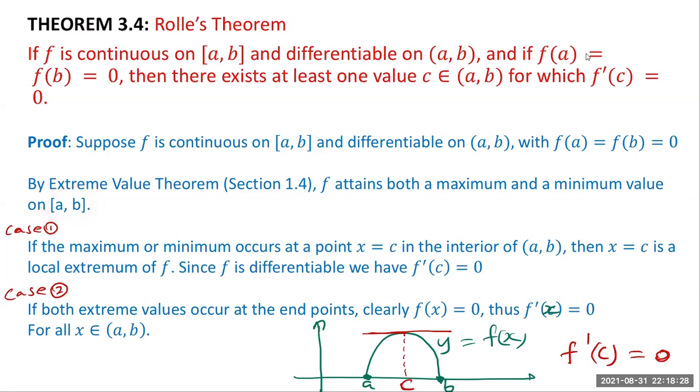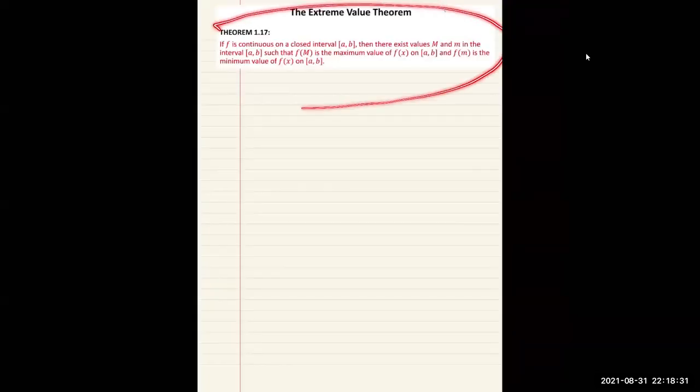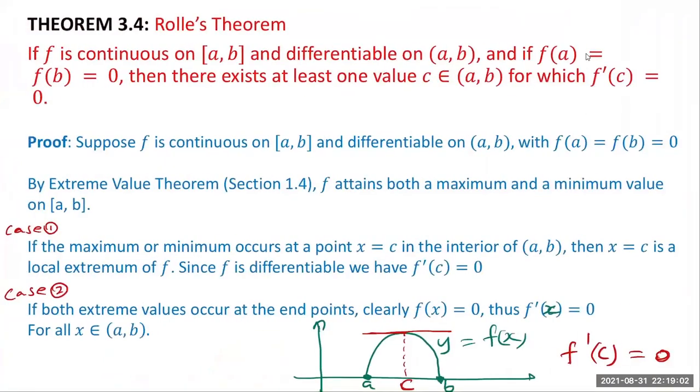If someone does not remember the extreme value theorem, I have copied it here. Here is the statement. If f is continuous on a closed interval a comma b, then there exist values uppercase M, which is the maximum, and lowercase m in the interval a comma b, such that f of M is the maximum value of f of x on a comma b and f of m is the minimum value of f of x on a comma b. So by the extreme value theorem, f attains both a maximum and a minimum value on the interval a comma b.